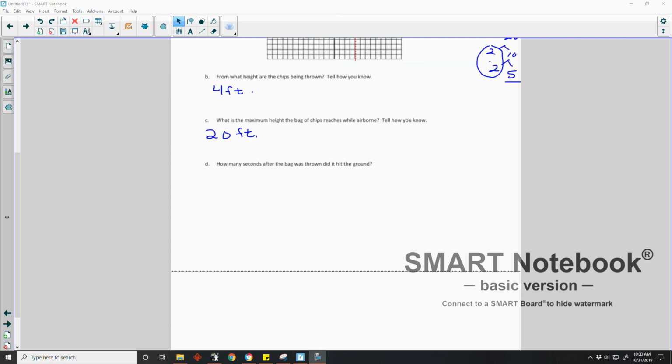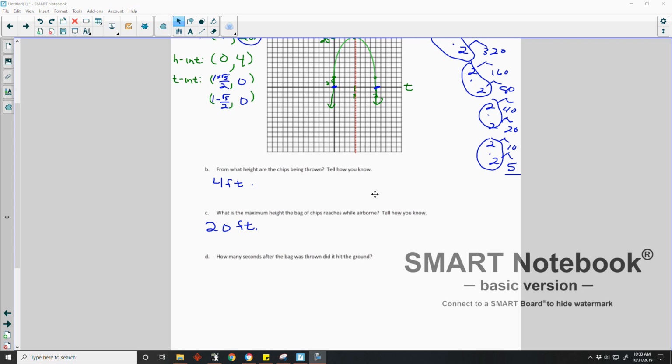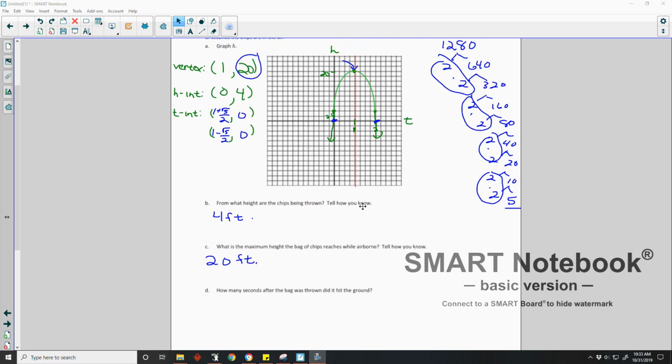Okay, part D says, how many seconds after the bag was thrown did it hit the ground? Okay, well, we have to go back up here. And it hit the ground. That's where our solutions come in. That's where our t-intercepts tell us. So it started here at 4 feet in the girl's hand. She threw it and it went all the way up to 20 feet after 1 second. And then it came down and it was here at 2 seconds, but it was a little more than 2 seconds. And the answer is right here.